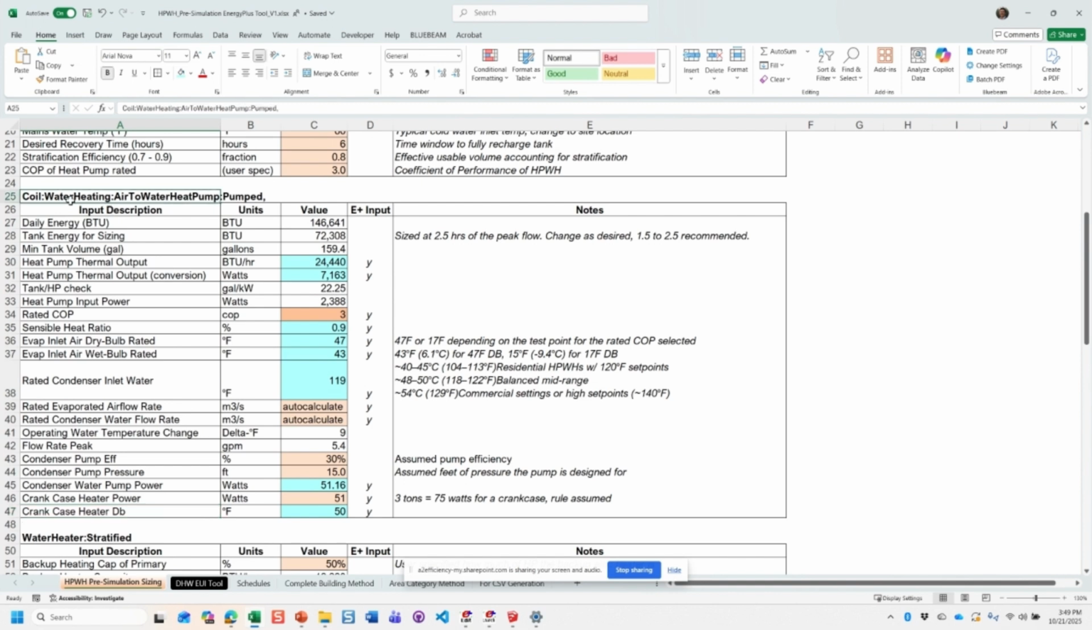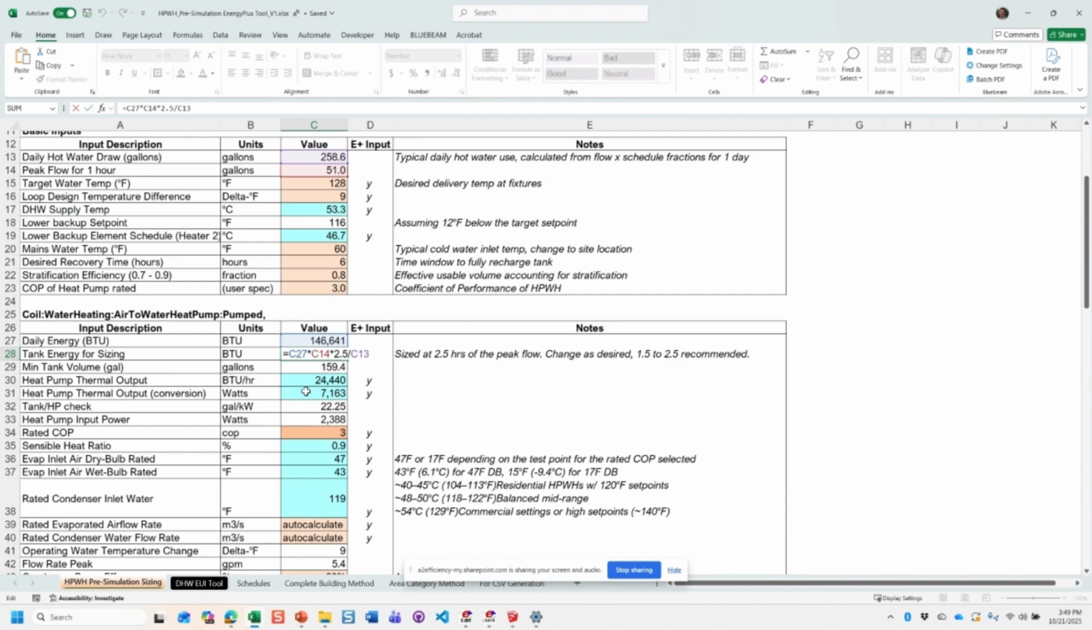What are we going to do with this thing? So to start off, we need to think about how big it should be. We're going to start by saying the daily energy use, if we had made all the energy in the day, would be this many BTUs. And then we could say, well, I really don't want to size it for the whole day. That doesn't make sense. In this instance, I'm going to size it based on 2.5 hours of the peak.